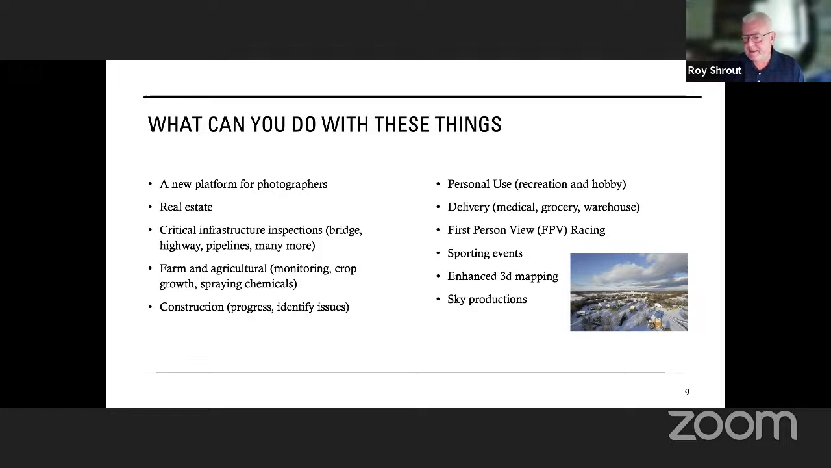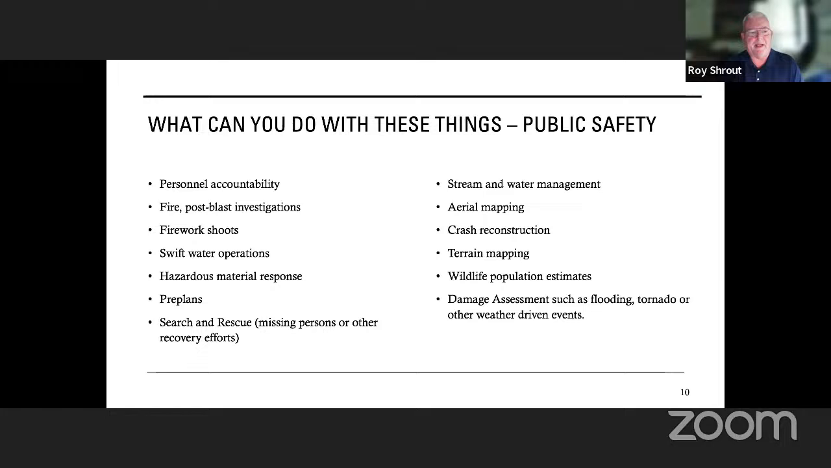Sporting events, you're starting to see drones used at different capacities, enhanced 3D mapping, and then, of course, sky productions. And all of you have been seeing this of late. Different companies like IBM, some of the Chinese groups have been doing these drone presentations on the 4th of July instead of fireworks. Really spectacular. From the public safety side, and this was my bread and butter, if you will, for the last couple of years of my career, was to actually get this particular program up and running.